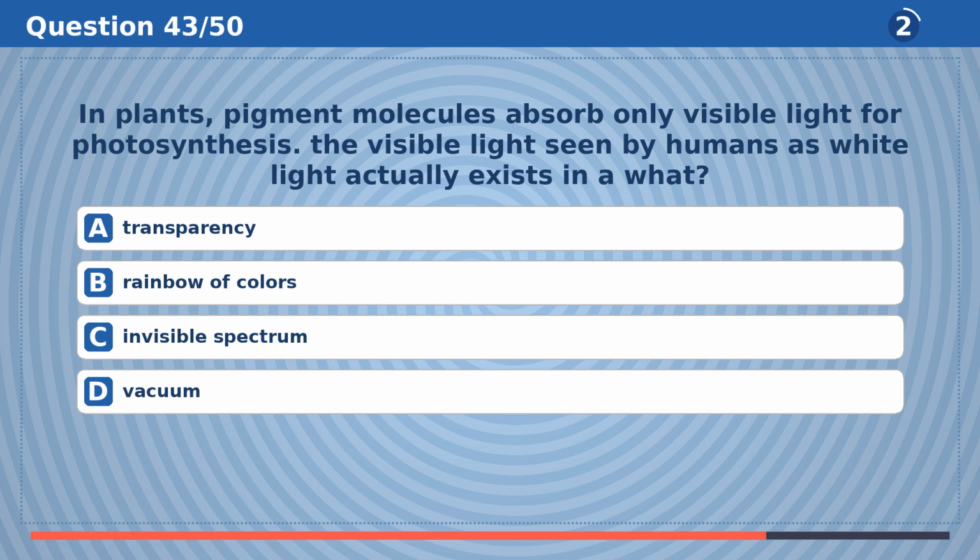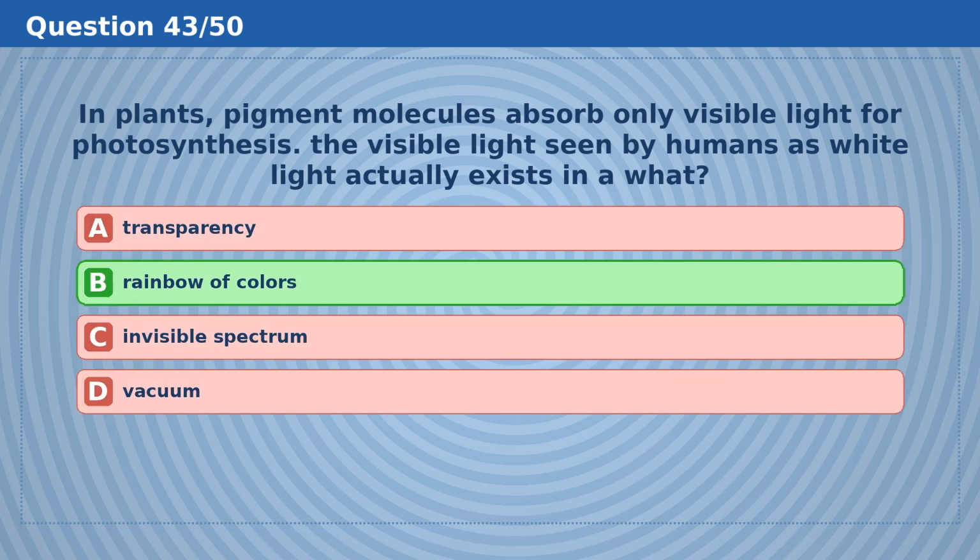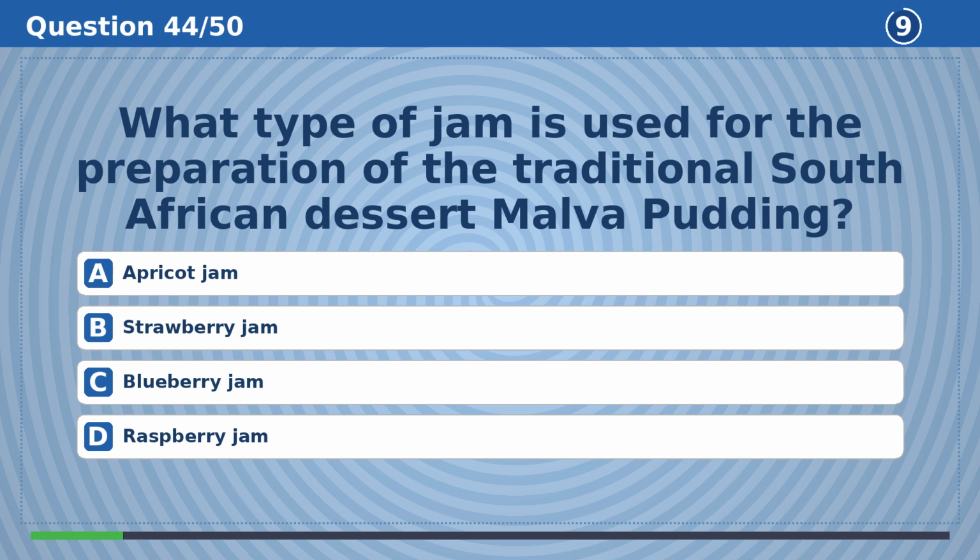In plants, pigment molecules absorb only visible light for photosynthesis. The visible light seen by humans is white light. Actually, it exists in what? The answer is B. Rainbow of colors.